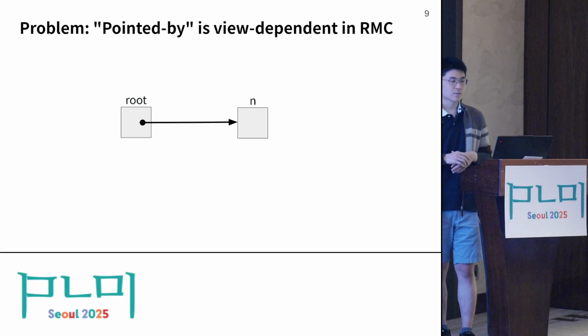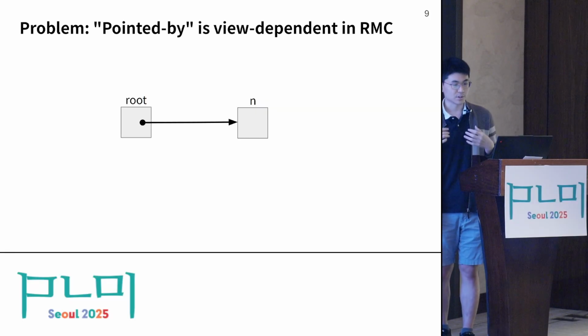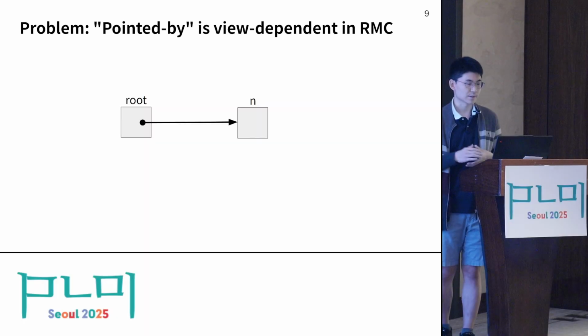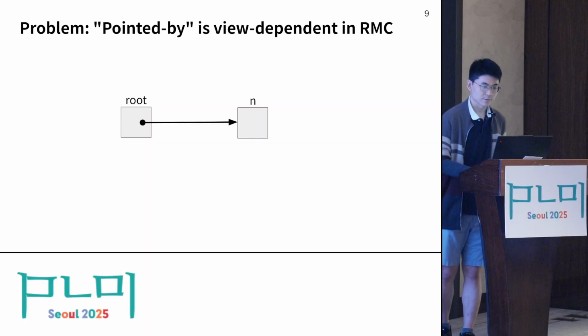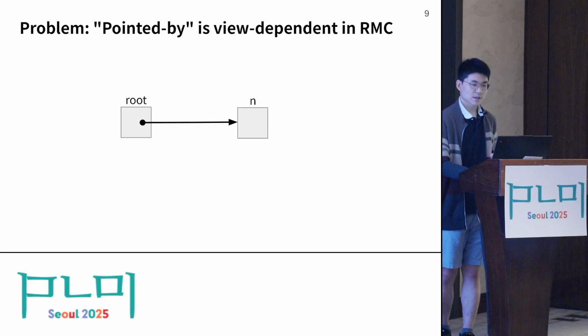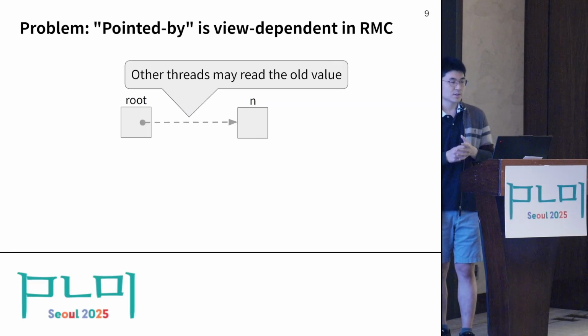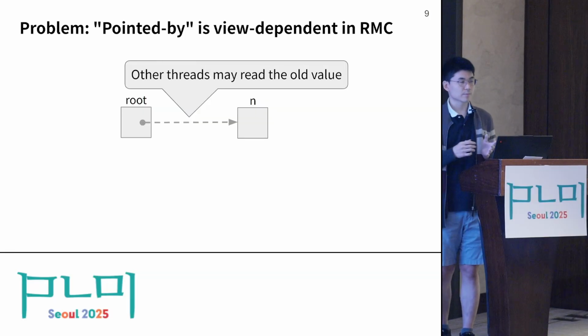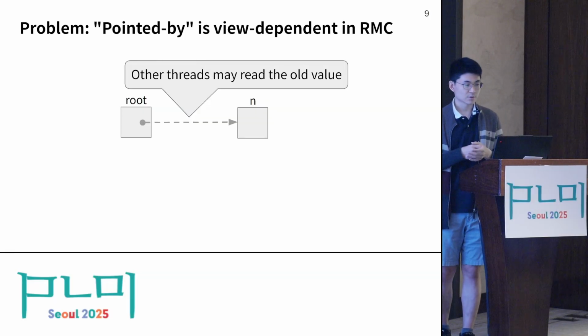One issue is that the pointed-by assertion becomes dependent on the view of each thread. Let's see an example. Suppose we have a link from root to n, and we cut the link by writing null to the root. But in RMC, this write doesn't immediately propagate to other threads. So it means that the other thread may read the old value, the pointer to n.